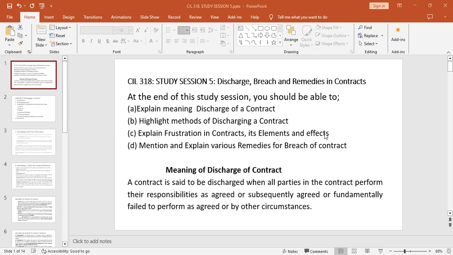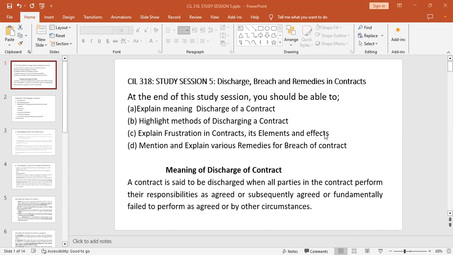We are taking study section 5 of CIL, that is business law. And this evening, we shall be discussing breach of contract, remedy for breach of contract, and discharge of contract.